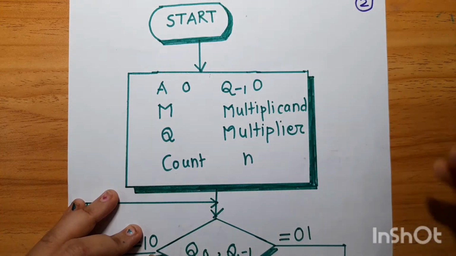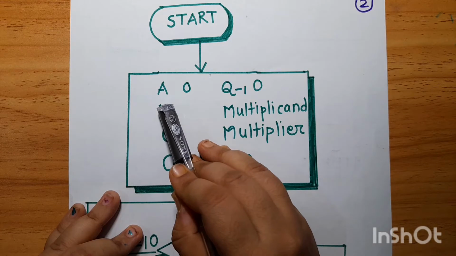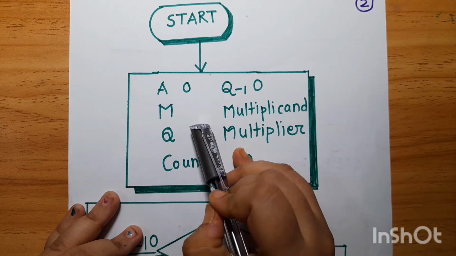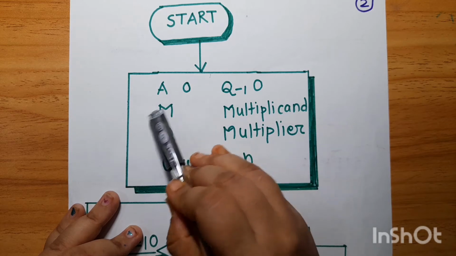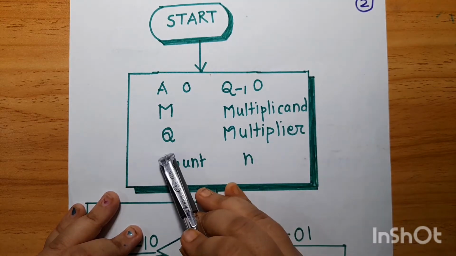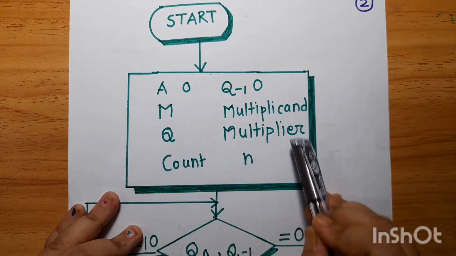First we will start the algorithm. Then A is a variable. I will initialize it to 0. A is an accumulator. M stands for the multiplicand. Q is a variable that will contain the multiplier value.